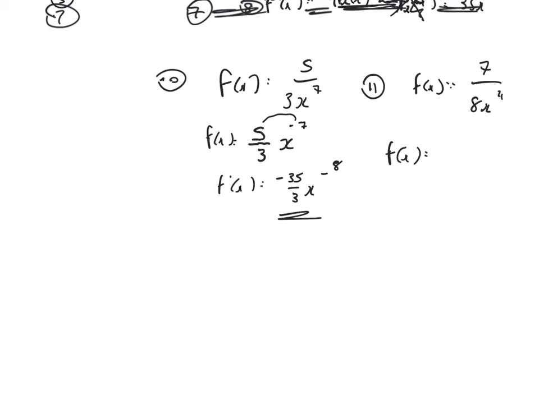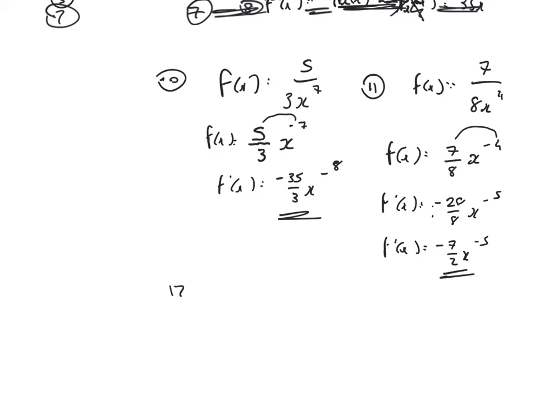Example 11. F of x equals 7 over 8x to the 4. So the 7 stays where it is, the 8 stays where it is down bottom, the x to the 4 comes up, changes sign, and that's 7/8 x to the minus 4. I can now differentiate. Minus 4 times 7/8, that's going to be minus 28/8 x to the minus 5, and I suppose I should just simplify that by dividing top and bottom by 4, and that's going to be minus 7 over 2, x to the minus 5.